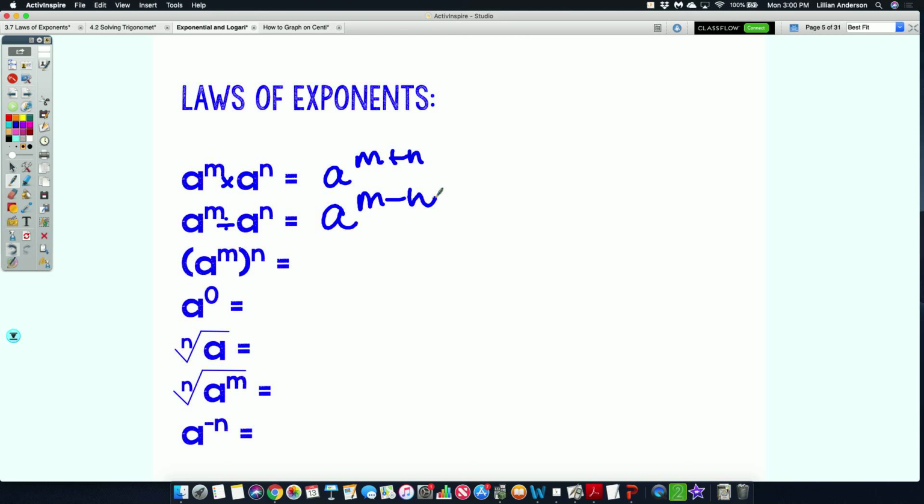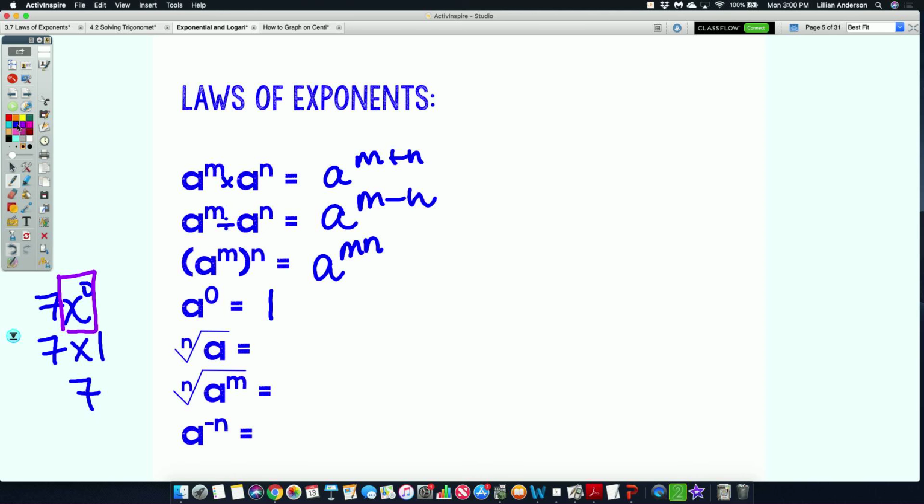When you have a power to a power, you multiply. Good stuff. Anything to the 0 power is? 1. Not to be confused with something like this. What is this? It's 7. Because that's going to be 7 times 1, which is just 7. The exponent only applies to that x squared. So you want to be very careful when you begin problems that are being raised to the 0 power.